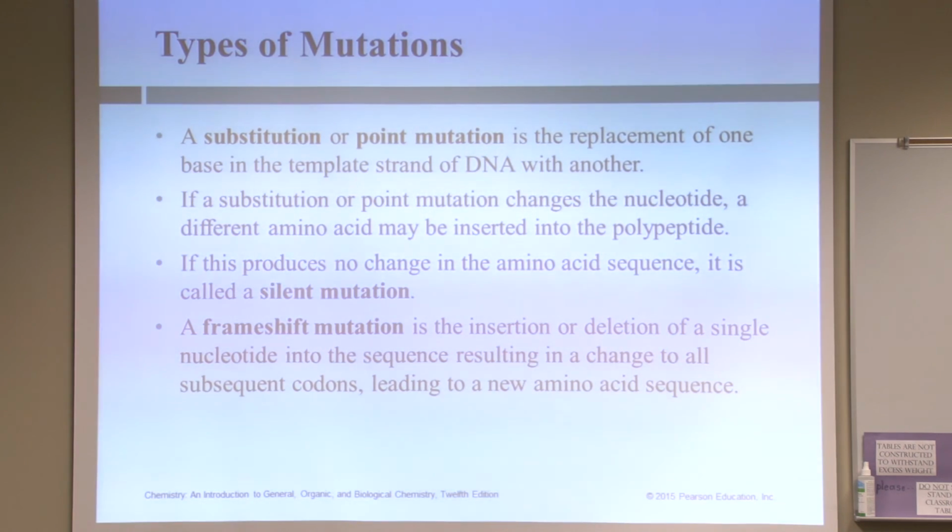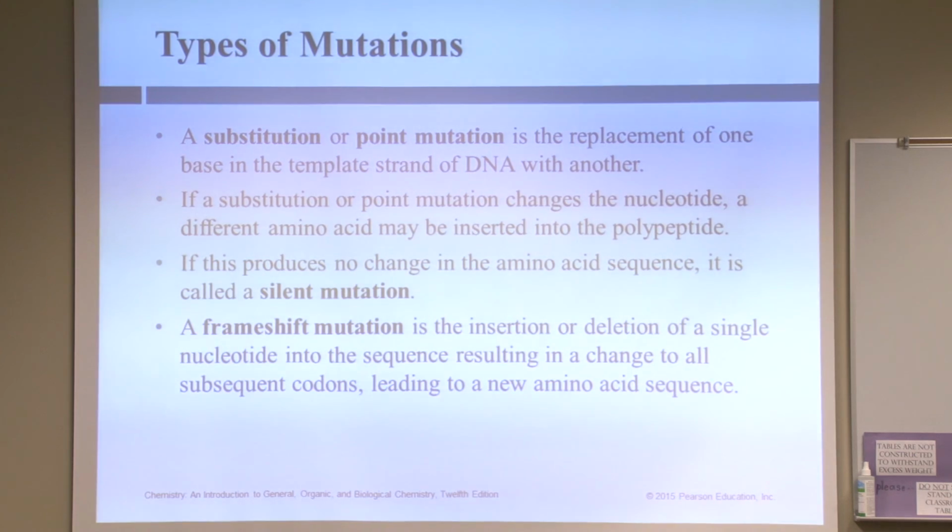So if a substitution or point mutation changes the nucleotide, if we change the base, we are changing the composition of the nucleotide, and a different amino acid may be inserted into the polypeptide. If you remember a few units ago, we discussed how protein synthesis takes place. The DNA template with the information is transferred to the messenger RNA, to the transfer RNA. So if there is a substitution or point mutation, a different amino acid may be inserted into the polypeptide.